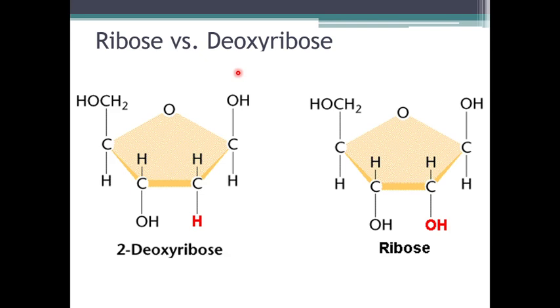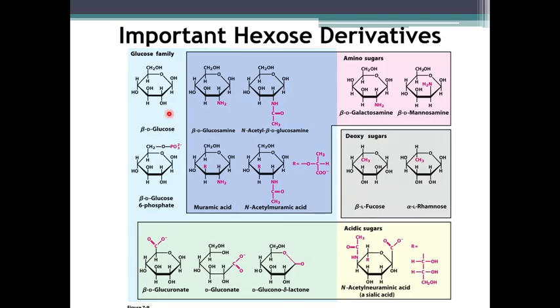Shown here are some of the important hexose derivatives, and these are all monosaccharides. Part of the glucose family: glucose itself, beta-D-glucose, and beta-D-glucose 6-phosphate. As you can see, phosphate is attached to the 6-carbon and hence beta-D-glucose 6-phosphate. Now, replacing the hydroxy on the 2-carbon with an amine forms beta-D-glucosamine. If you acetylate that amine, it forms N-acetyl beta-D-glucosamine. One can also form muramic acid by substituting the hydroxy at the 3-carbon of glucose with this substituent. N-acetyl muramic acid is when you have that substituent and the amine is acetylated, and hence N-acetyl.